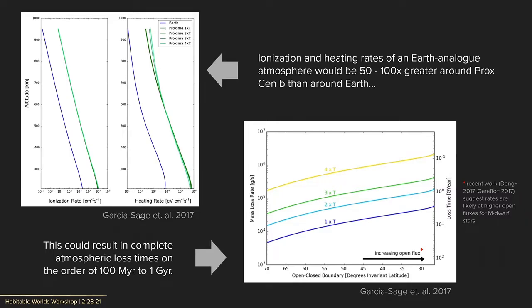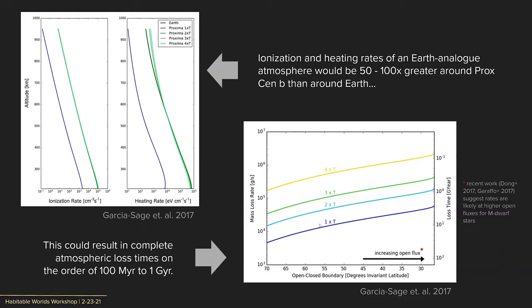Well, Garcia-Sage 2017 studied the ionization and heating rates of an Earth-like planet if it were in the location of Proxima Centauri b. We can see here that, in general, the ionization rate and the electron heating rate for our Proxima Cen Earth are orders of magnitude higher than they are for modern-day Earth. What that means is that there are a lot more ions and a lot more electrons in the upper atmosphere to interact with the magnetic field lines that we were just talking about in the previous slide.